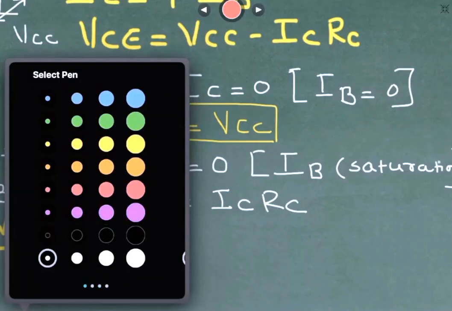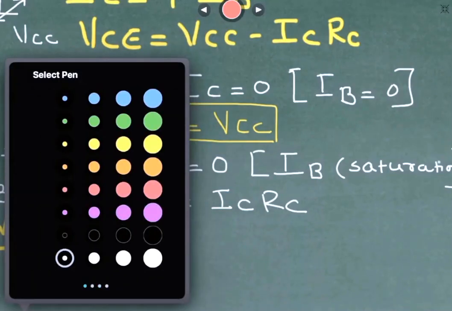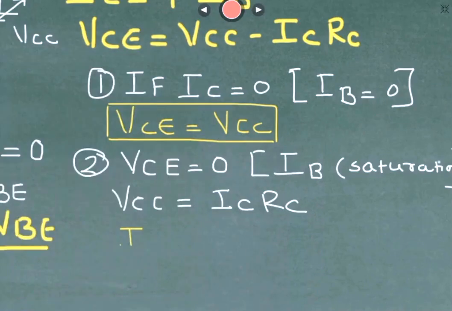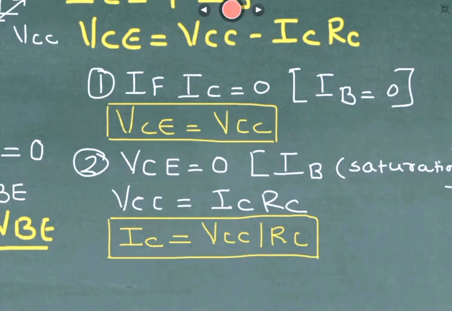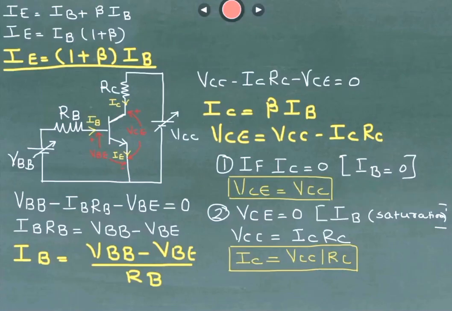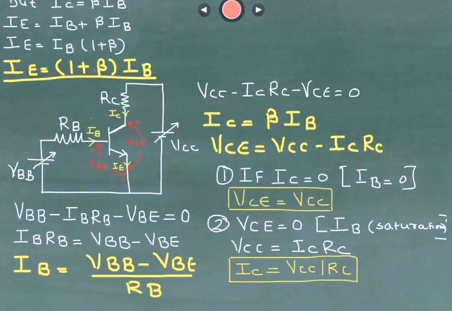I am explaining, but is it going into your minds? So how will you be able to represent the value of IC? The value of IC can be given by VCC upon RC. This is the maximum value of IC which is possible in a given circuit. If you have understood these 2 points, we can represent them somewhere. So this is how you have found 2 things.